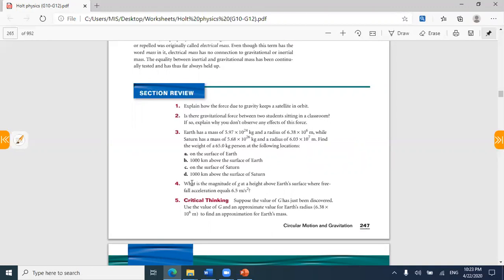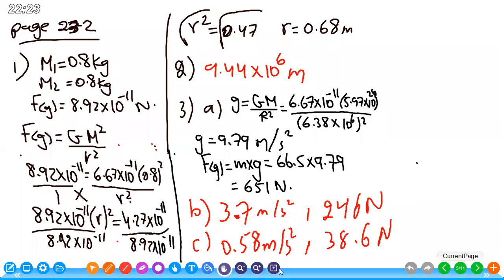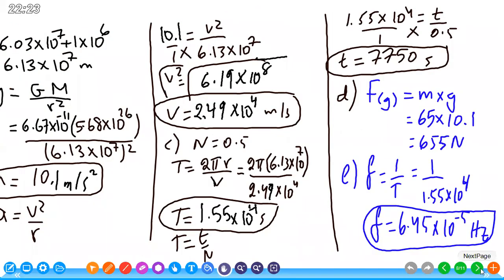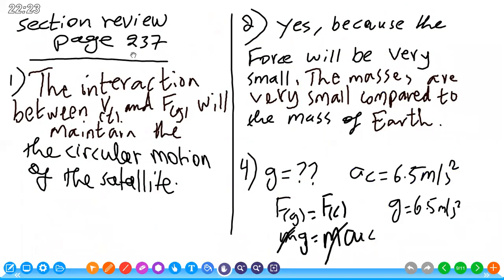And then let me go to question 4, and I will come back to question 3. Question 4: what is the magnitude of g, small g, the gravitational field, at a height above Earth's surface where the free fall acceleration equals 6.5 meters per second squared? This is a trick question because we said that the gravitational field and the free fall acceleration are the same. So here g is going to be the same number, 6.5 meters per second squared. So let's check the answers. So this is the section review, page 237.